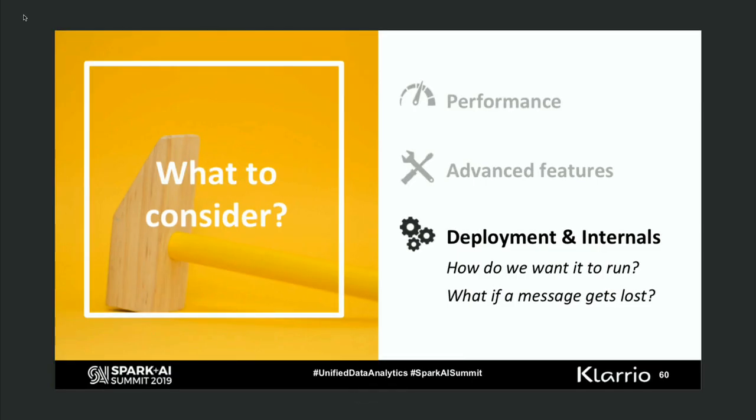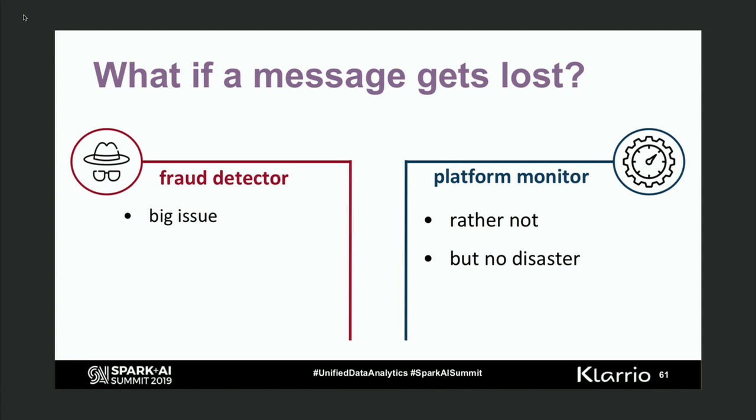The second question in deployment and internals is: what if a message gets lost? If something fails in your system and you lose messages, is this a really big issue, or is it not what you want, but it's quite all right? For something like a fraud detector, this is a very big issue. If you're missing transactions or not doing scoring on every transaction, you can lose customers, and this can really be a big problem for you as a bank. For your platform monitor, you'd rather not, but if you lose one CPU metric somewhere over the course of time, it's not a big disaster. Probably no one will ever notice.